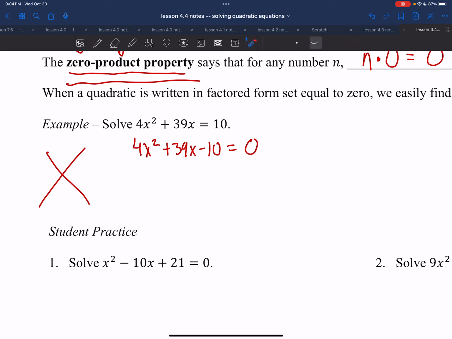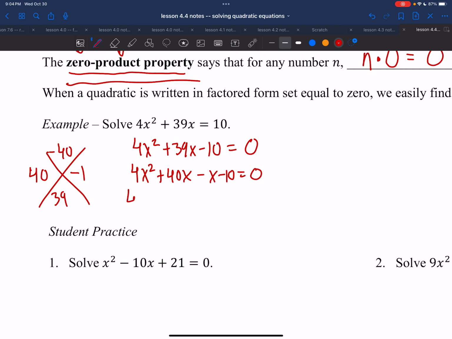If you need a review on that, go check out lesson 4.0. We're going to do 4 times negative 10 is negative 40, and then this is 39 down here. So we ask ourselves, the two numbers that multiply to get negative 40 and add to get 39 are 40 and negative 1. So then I'm going to do grouping here because I like it. It's nice. It's mathematical. I group the GCF of the first two terms, and then I group the GCF of the other ones, and that's just going to come out to negative 1 here.